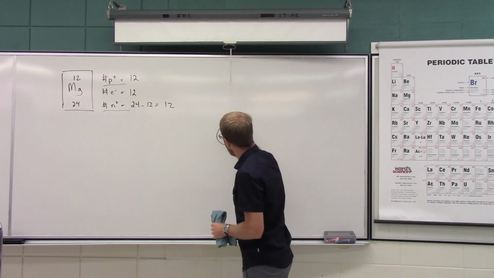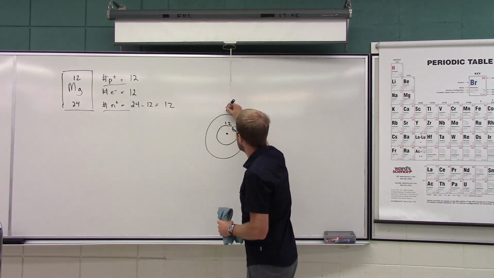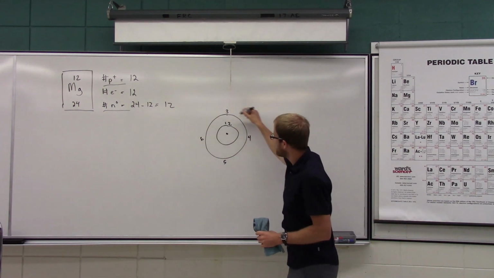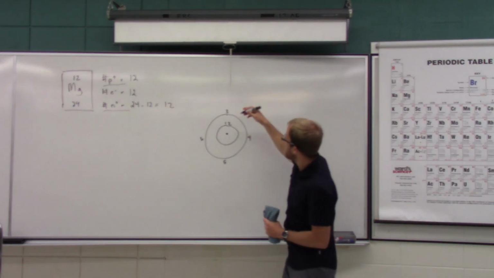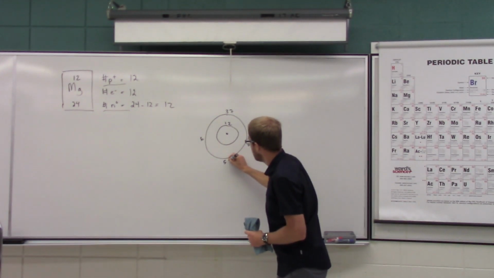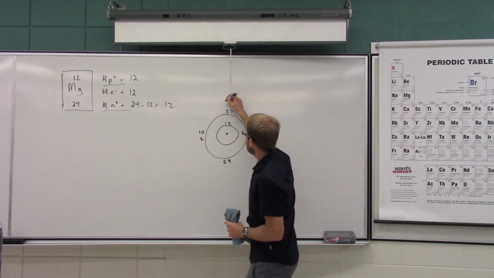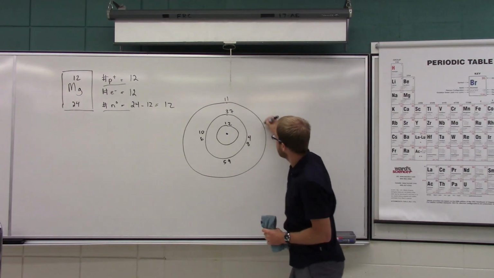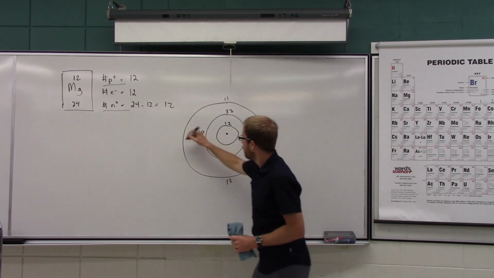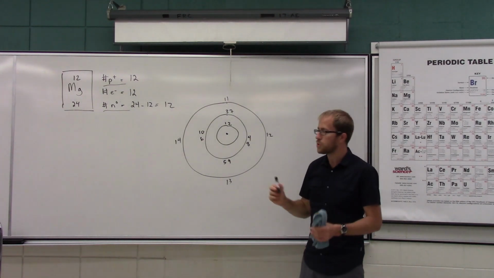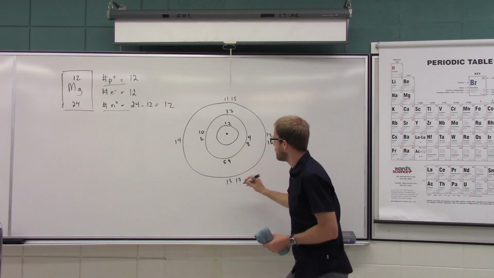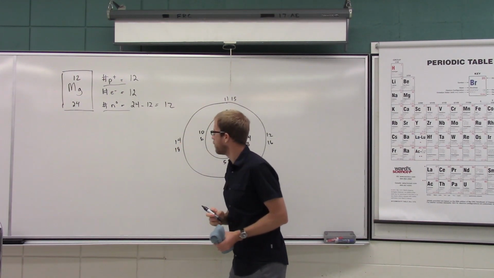So in your first shell, they will pair up. In your second shell, they will go like this, 3, 4, 5, 6. And once you've filled each of those spots with a single electron, then you will go 7, 8, 9, and 10. And then in your third shell, you will have the 11th, 12th, 13th, 14th, and once all of those single spots are filled, you will start to pair them up again. 15th, 16th, 17th, and 18th.